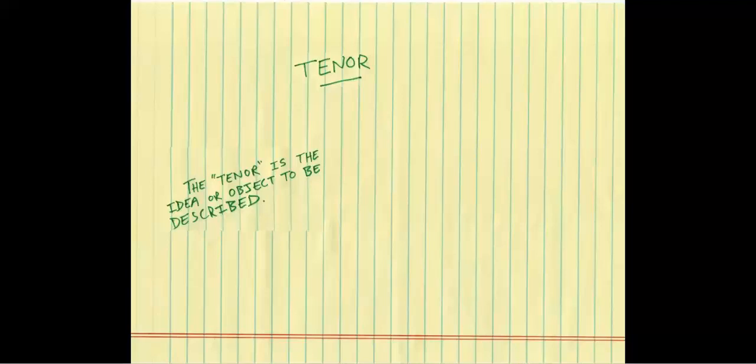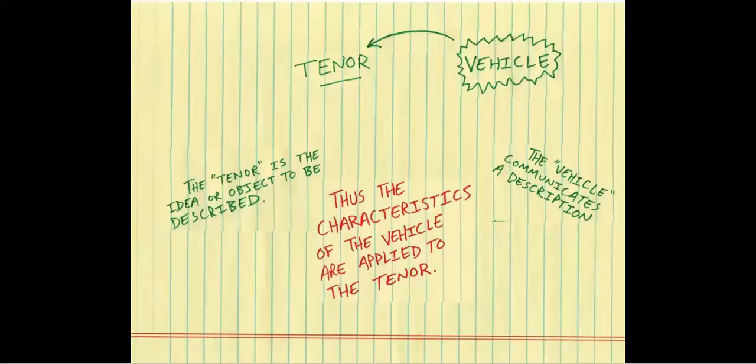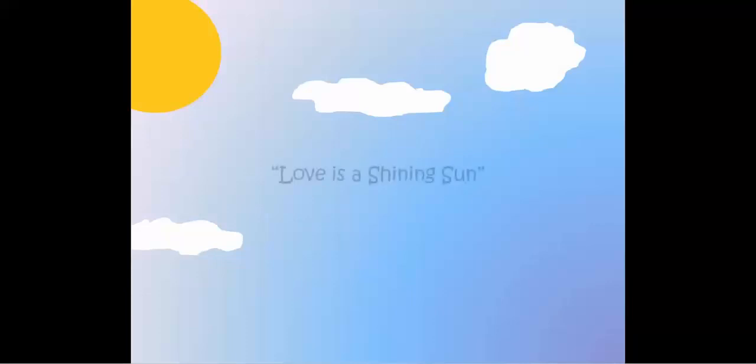So then, we are going to provide that tenor with a vehicle, which will communicate a description onto the tenor. Whatever physical characteristics the vehicle has may be applied to the tenor. Like a vehicle transfers someone or something from one place to another, a metaphor's vehicle transfers characteristics, and in the process, hopefully, if it's done right, evokes in the reader the meaning the author is looking to communicate. That's basically how metaphor functions. You have these two components, the tenor and the vehicle, and the characteristics of the vehicle are applied to the tenor.